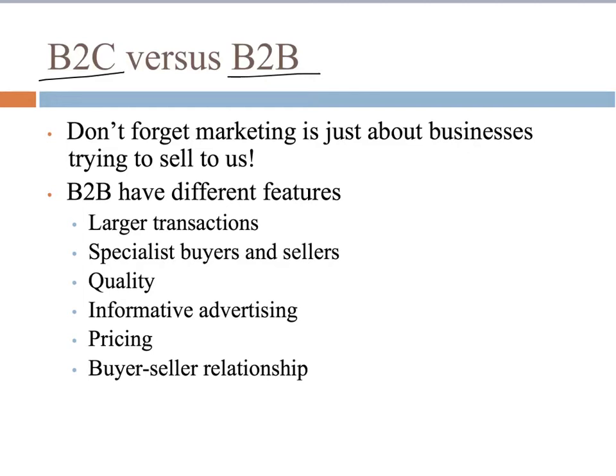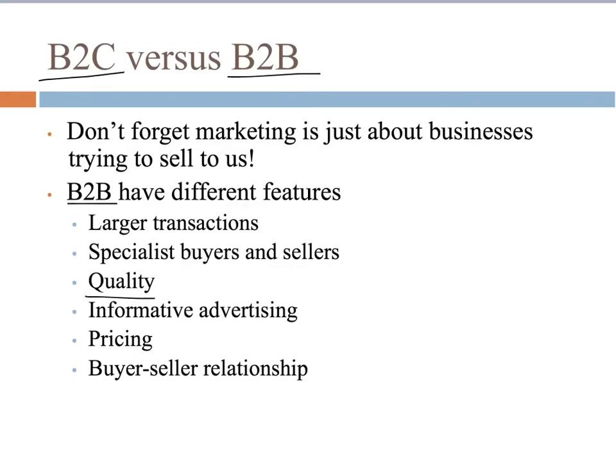So there are some features that we can pick out of business to business which show how different they are to business to consumer. First of all, the transactions are larger. Asda buy a heck of a lot more strawberries than you or I might, no matter how much you like strawberries. So transactions are much larger, with perhaps millions of pounds worth of products being bought and sold in one transaction. There will be specialist buyers and sellers. Buyers and sellers will be specialist employees of organisations and will therefore have a much greater knowledge and understanding of the products being exchanged.